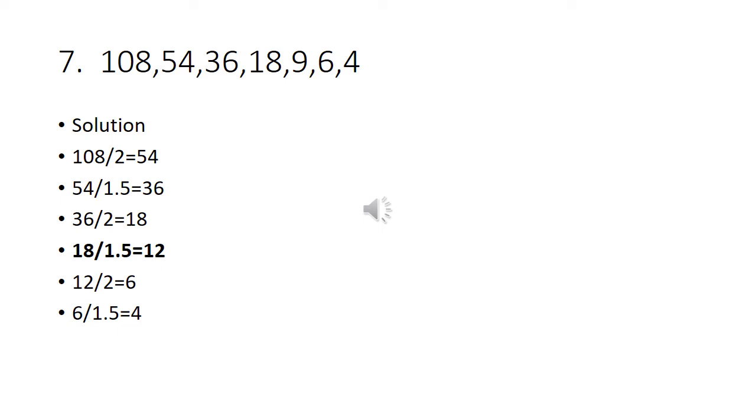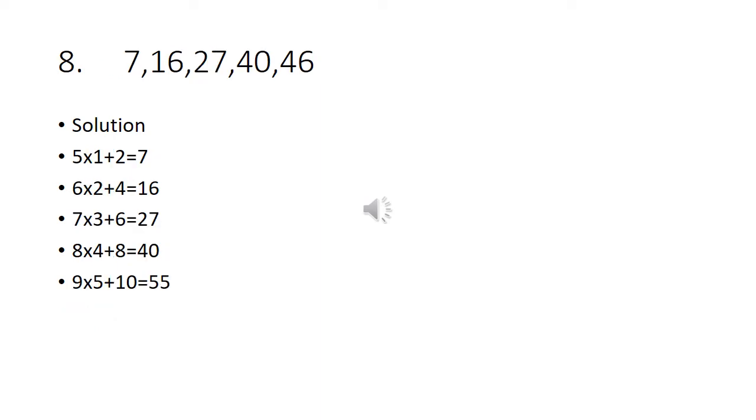Seventh problem: 108, 54, 36, 18, 9, 6, 4. 108 divided by 2 is 54. 54 divided by 1.5 is 36. 36 divided by 2 is 18. 18 divided by 1.5 equals 12. But in this problem the given number is 9. So the wrong one is 9. 12 divided by 2 is 6. 6 divided by 1.5 equals 4.